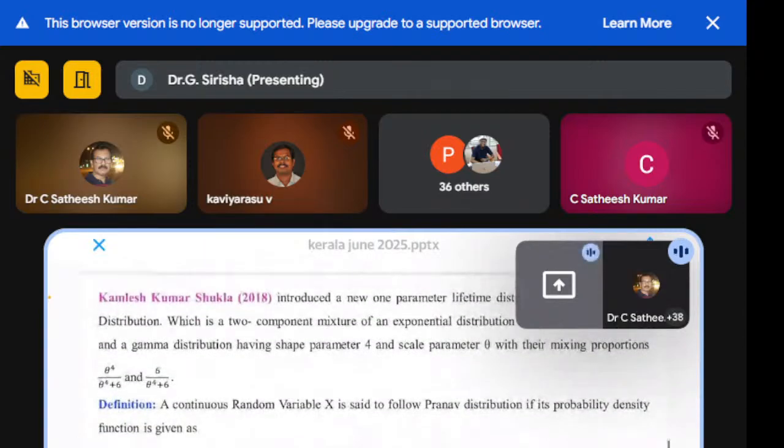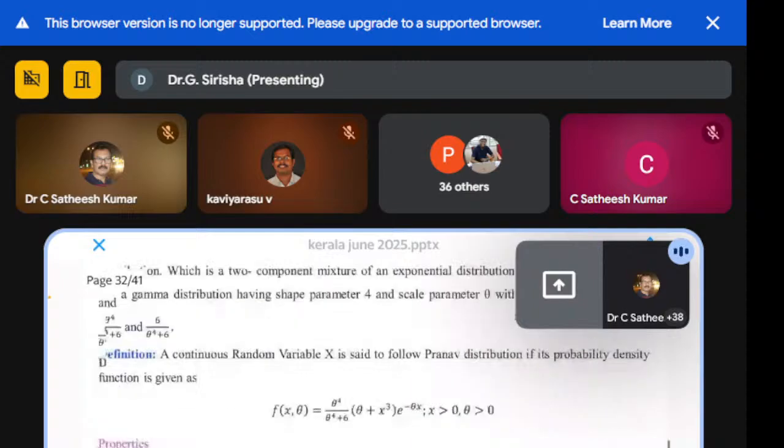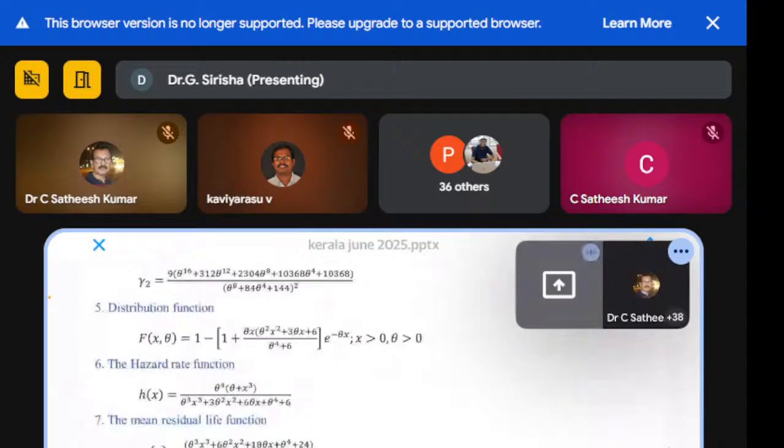The next distribution is proposed by Kamalesh Kumar Shukla. He has named this distribution Pranav distribution. It is a two-component mixture of exponential with scale parameter theta and gamma with shape parameter 4 and scale parameter theta, with mixing proportions theta power 4 by theta power 4 plus 6 and 6 by theta power 4 plus 6. Density is obtained to be in this form, and these are the distributional properties.